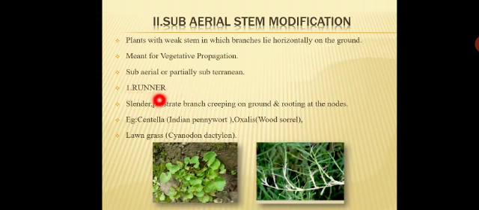In runners, normally they run just below the ground. They have the capacity to produce roots at their nodes. Here there is Centella asiatica, and here there is Cynodon grass.